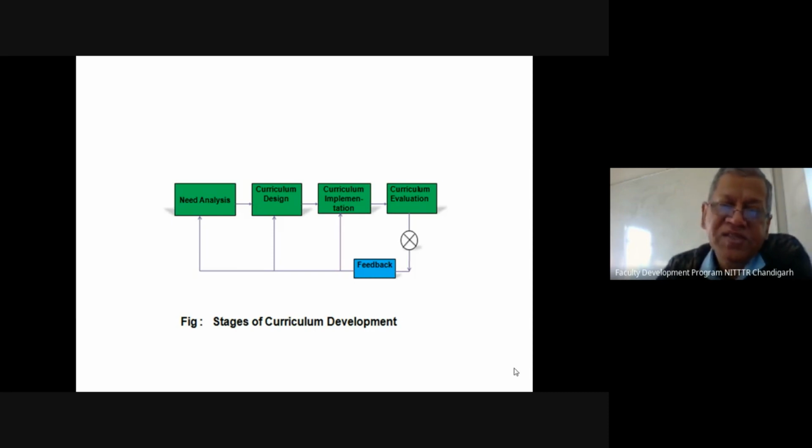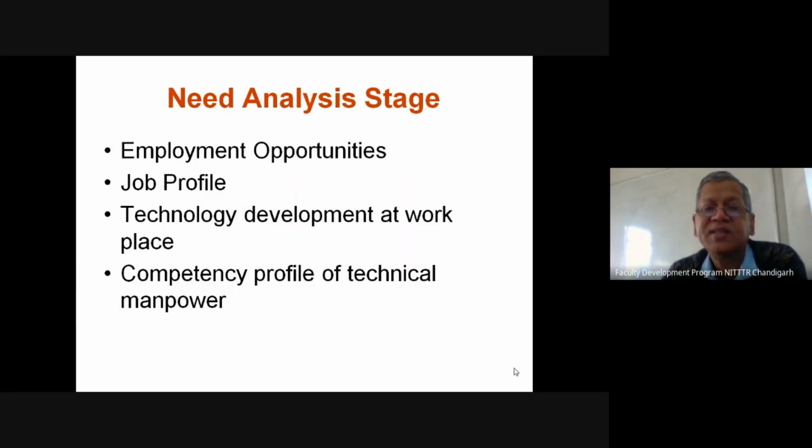So what is done in the first stage? What is need analysis? It is analyzing the need for designing a curriculum, or analyzing the need for revising a curriculum. I will ask my client, sir, what is the need? Why do you want to design this curriculum? That means, why does my client, my stakeholder, want to offer a new program in their institute? I ask them, sir, why do you want to offer this program?